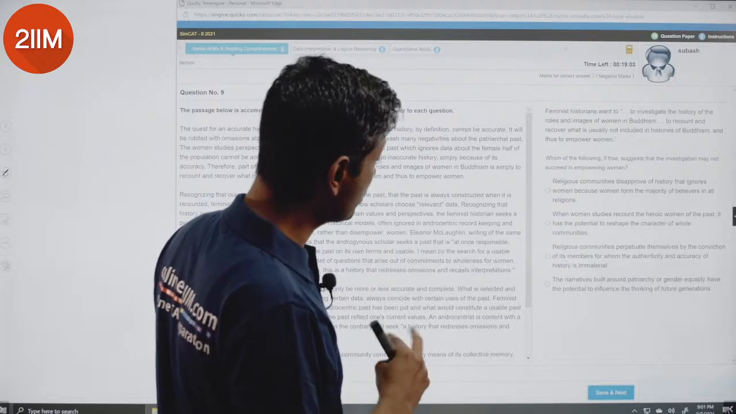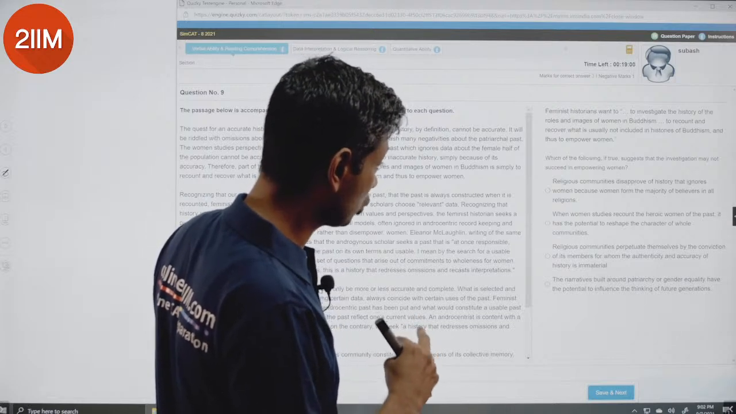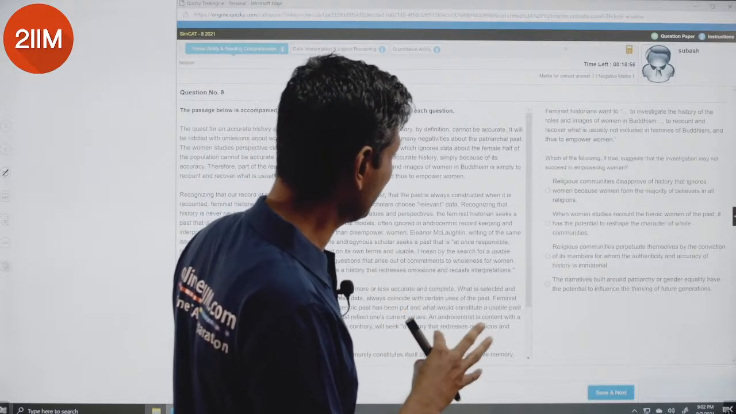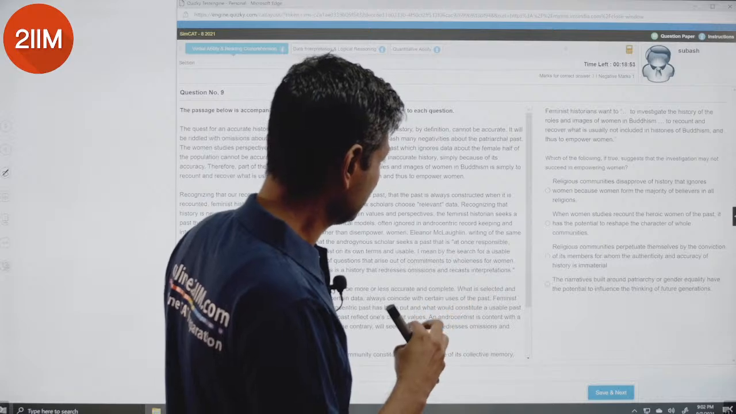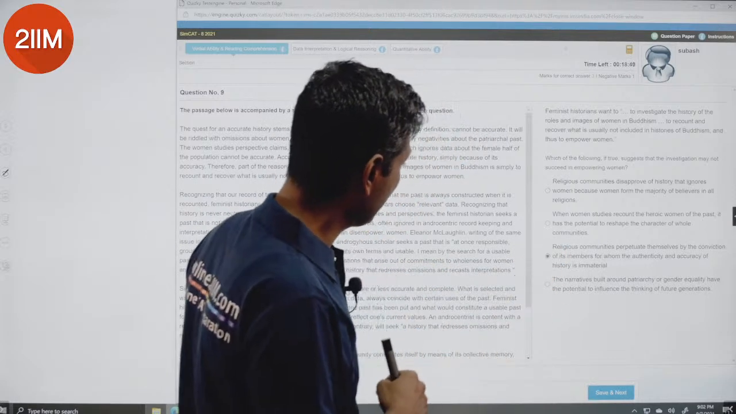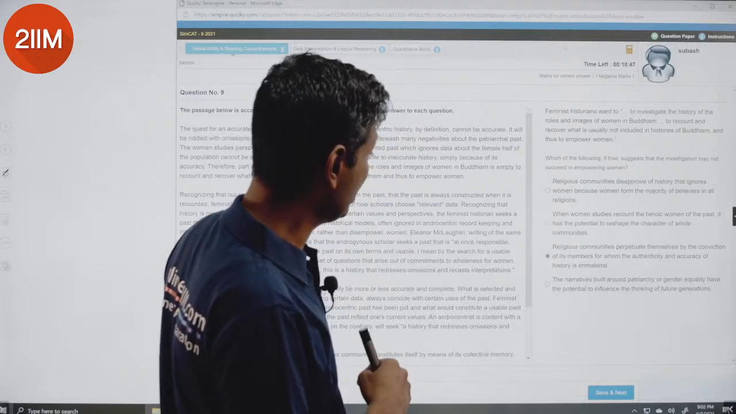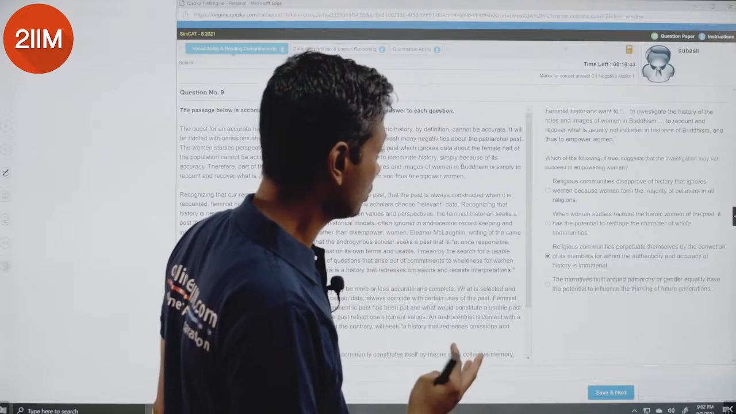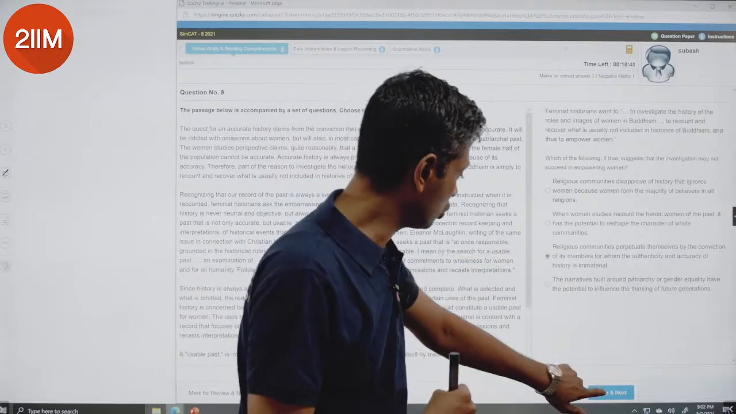Religious communities perpetuate themselves by the conviction of its members for whom the authenticity and accuracy of history is immaterial. No. For them it should be material. The narratives built around patriarchy or gender equality have the potential to influence the thinking of future generations. That is true. So this one is what I would go for most.